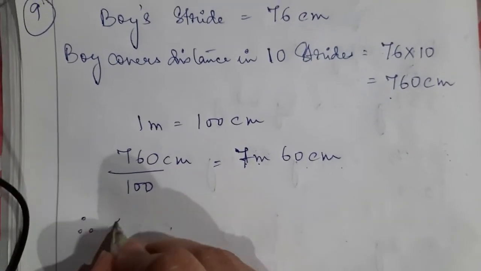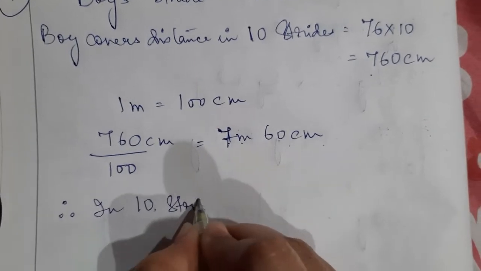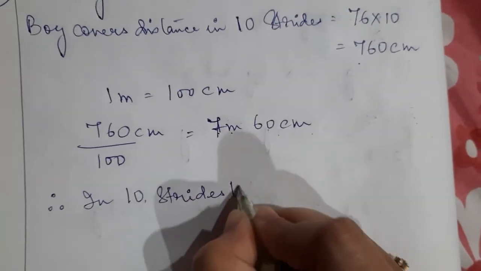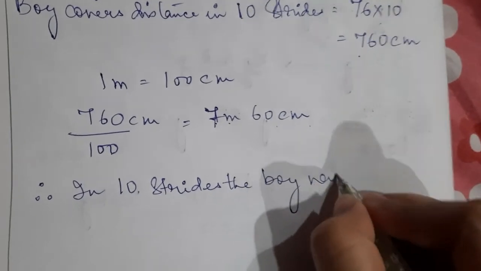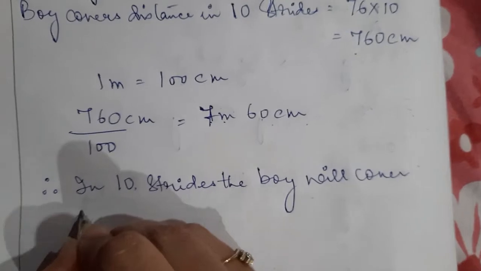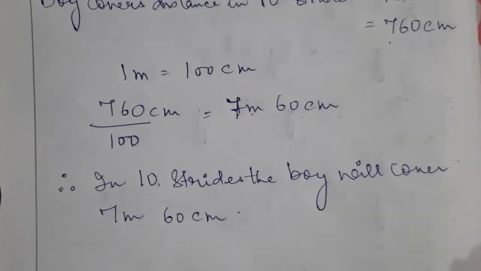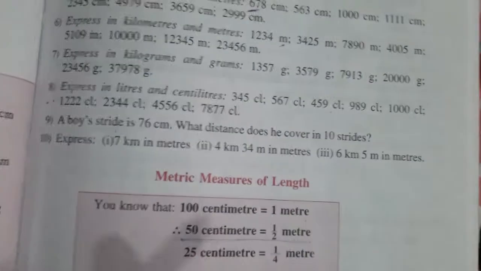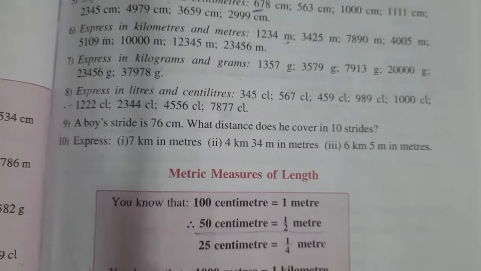Therefore, in 10 strides, the boy will cover 7 meter 60 centimeter. Alright? Easy, no? Very easy.